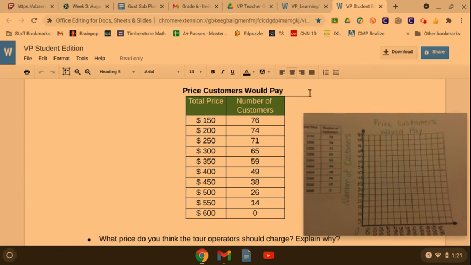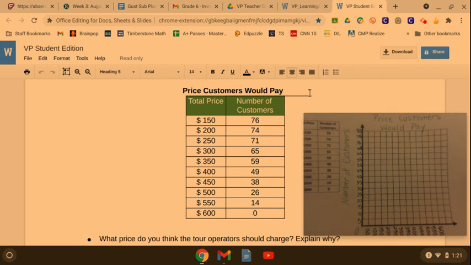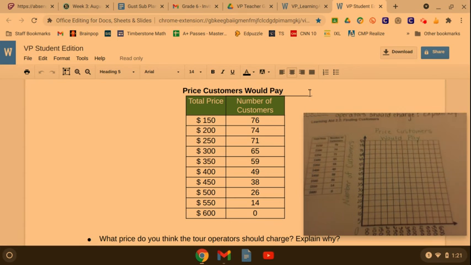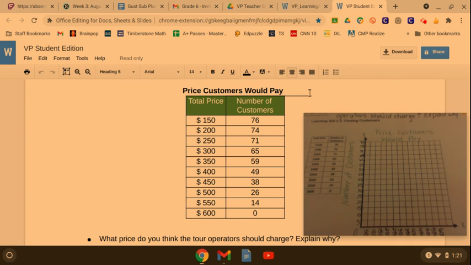And if I skip count by 5s, I can get all the way up to 80, which is perfect because I'm going to have to say that I have 76 customers. So my y-axis goes from 0 all the way to 80. And I'm going to go ahead and add a y here, just so that we remember that's our y-axis. And here is our x-axis.